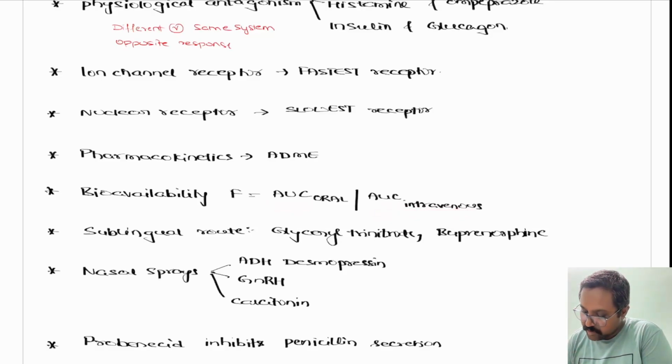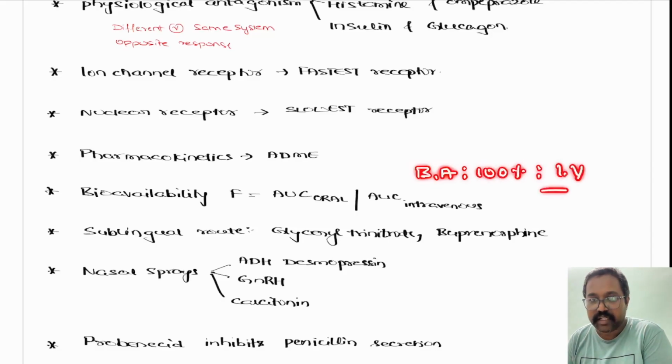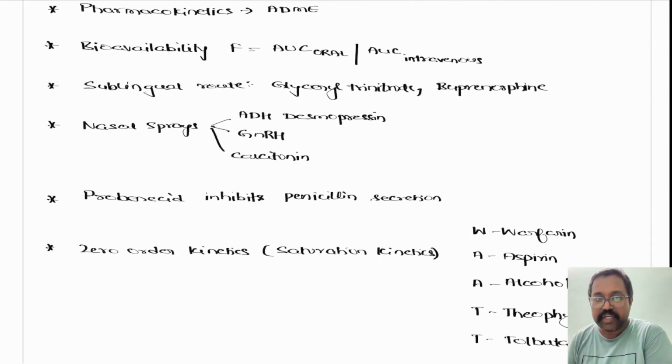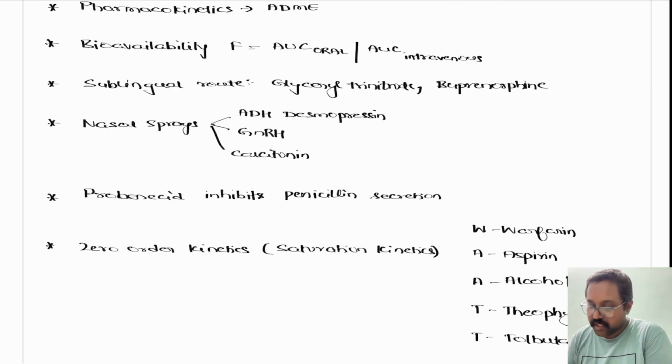Which route has got 100% bioavailability? It is the intravenous route. For sublingual route examples, you can use glycerol trinitrate as well as buprenorphine, as it will bypass the first pass metabolism. Which are the examples of drugs given through nasal sprays? You can use antidiuretic hormone like desmopressin, GnRH analogs, and calcitonin.